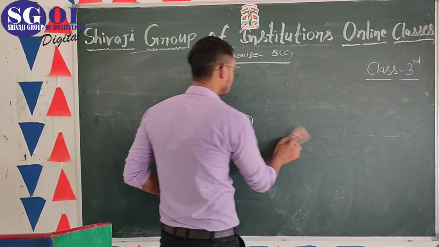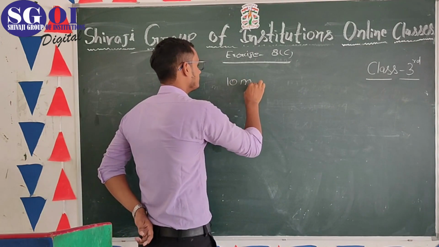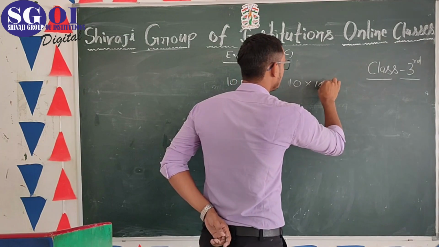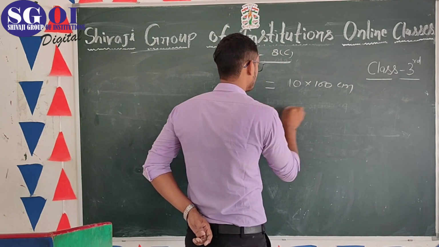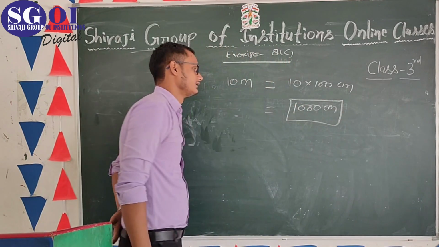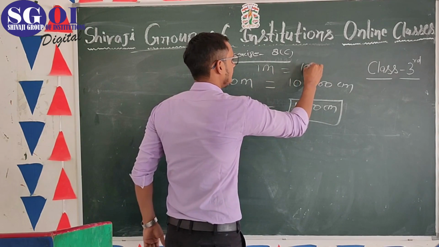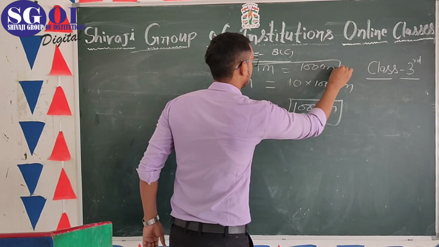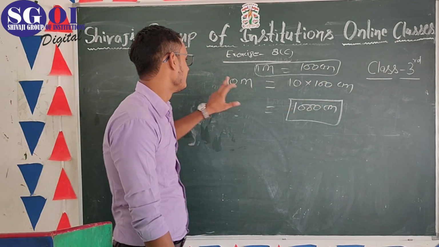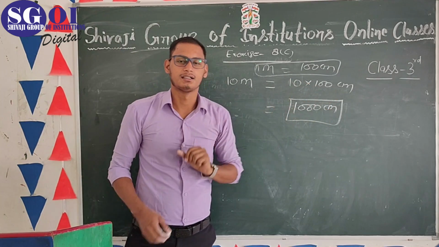Next, 10 meter is equal to 10 multiplied by 100 centimeter, which is equal to 1000 centimeter, because 1 meter is equal to 100 centimeter. This is the formula. If we convert meter into centimeter, then we multiply the meter by 100. Okay?